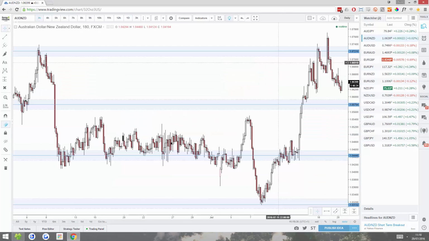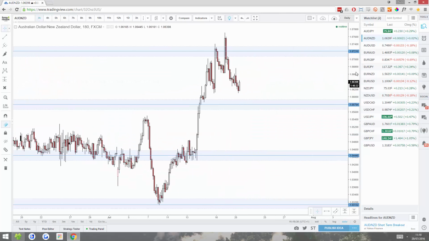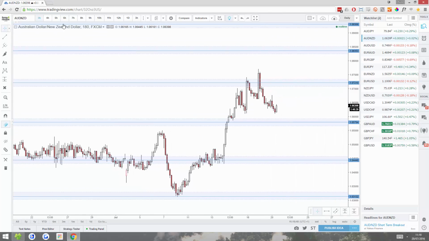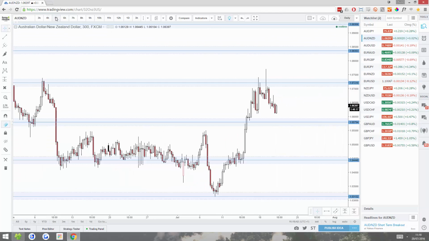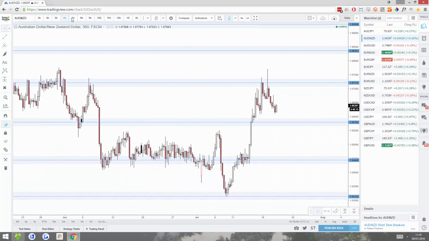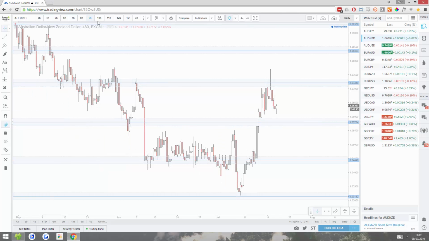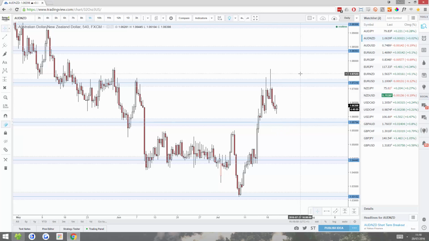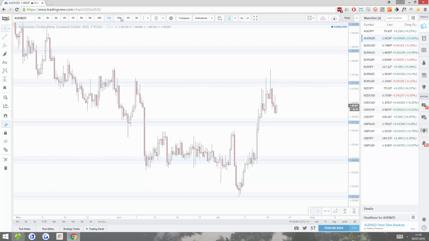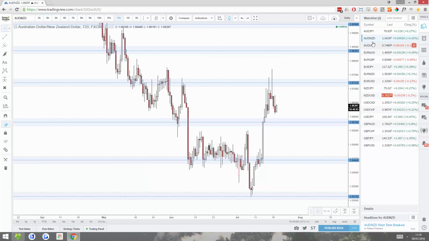AUD New Zealand next. There was nothing on AUD/JPY, nothing worth trading as far as my strategy goes. AUD New Zealand is in between two support resistance areas, so this one and that one, so it's unlikely we're going to see anything worth trading here.